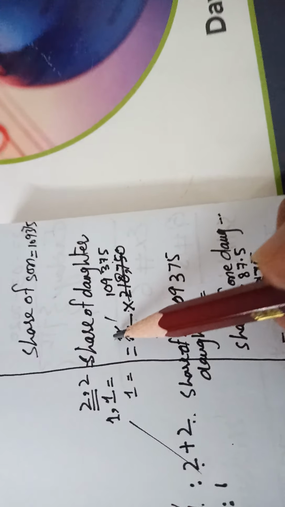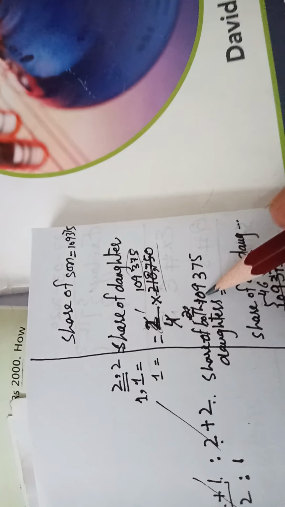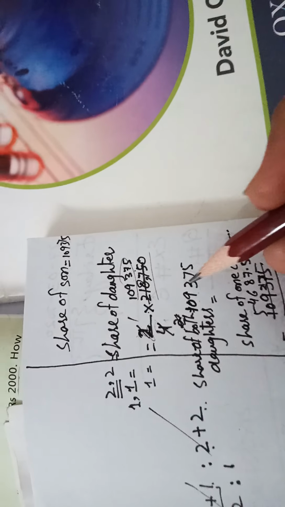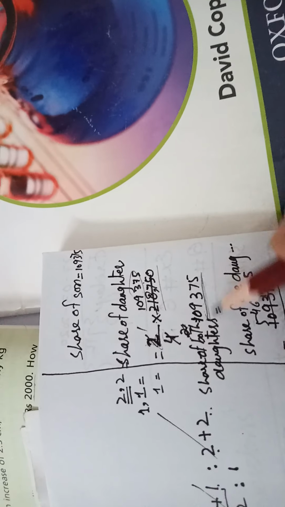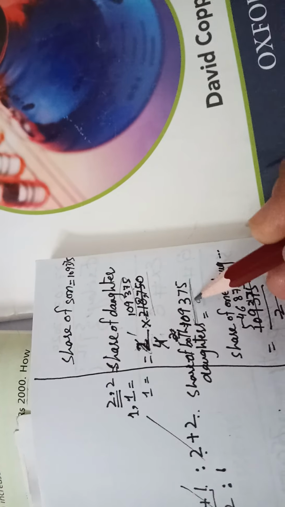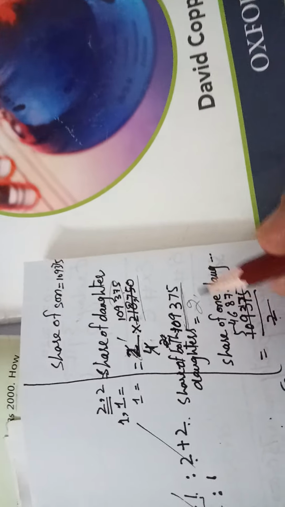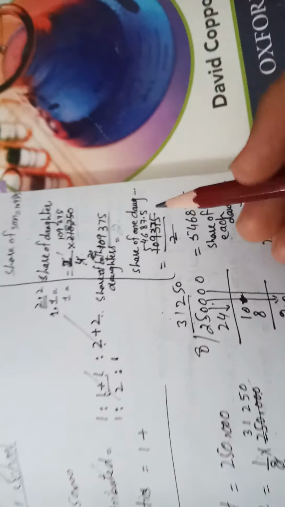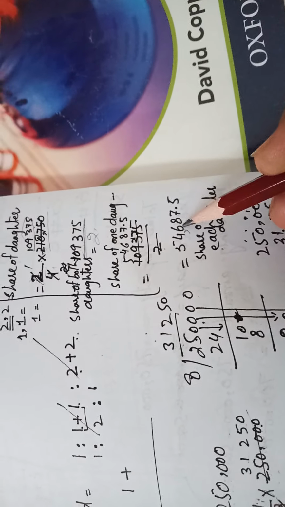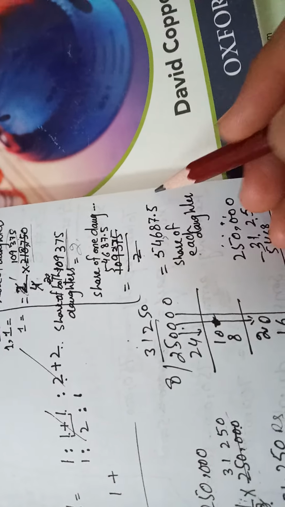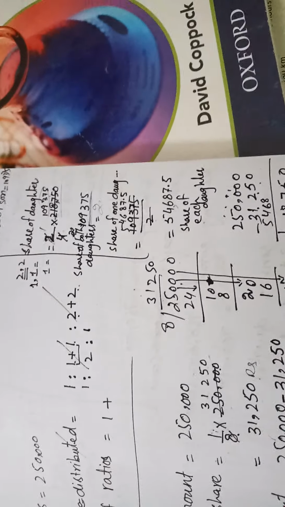And how to find the share of daughters? That is also 2 divided by 4 of the remaining amount, so the share of 2 daughters is 109,375. This is the share of both daughters, but both daughters have to divide it into two equal parts, so we will divide it by 2. So the share of each daughter will be 54,687.5 rupees.